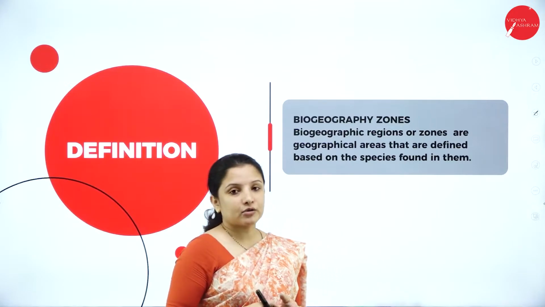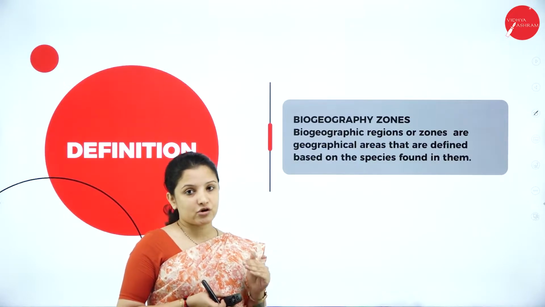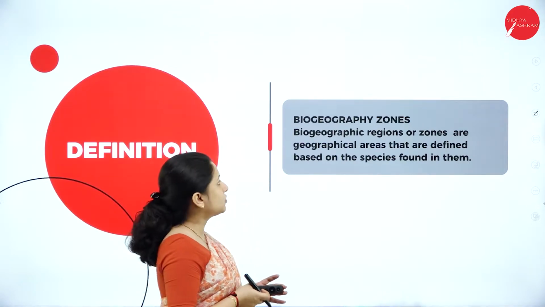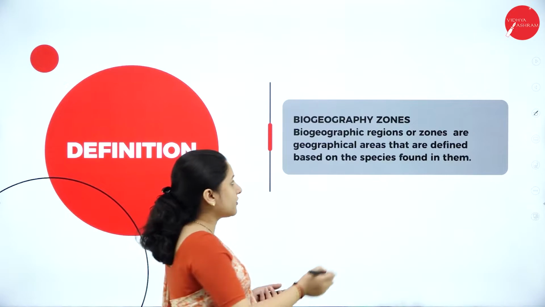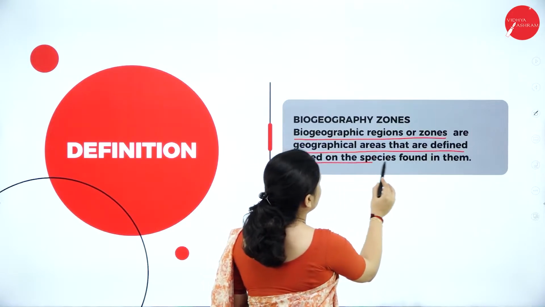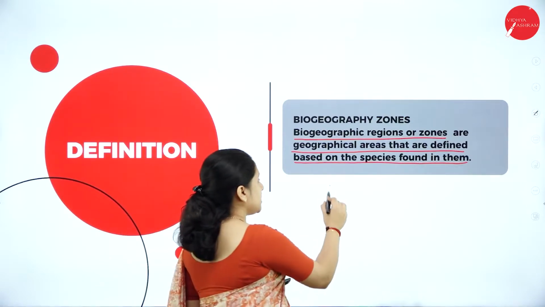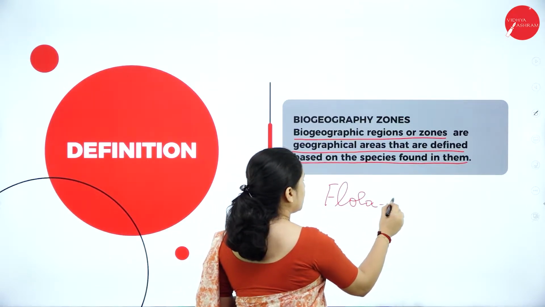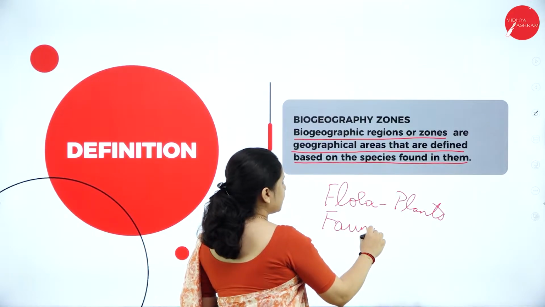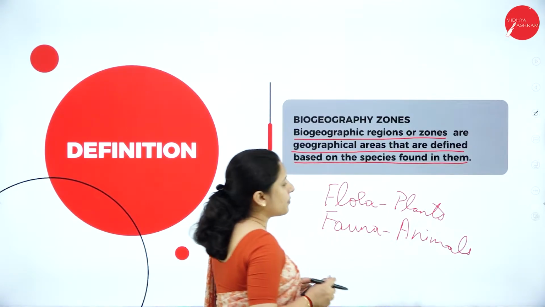So next, let's talk about the biogeography zones in India. India is divided into somewhere around 10 biogeography zones. Each of these we'll study one by one. So what are biogeography zones? Biogeographic zones or biogeographic regions are geographical areas that are defined based on the species found in them. So species of flora and fauna. Flora means plants, and fauna means animals.